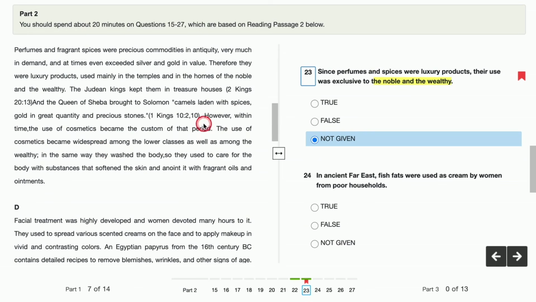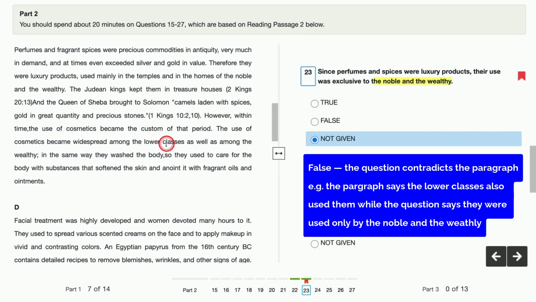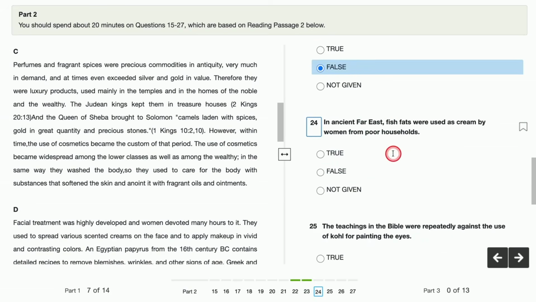Here it says, the use of cosmetics became widespread among the lower classes as well as among the wealthy. That means the lower class also used perfumes and spices, not just the wealthy, right? So the answer is false. Let's remove the mark. Next one.